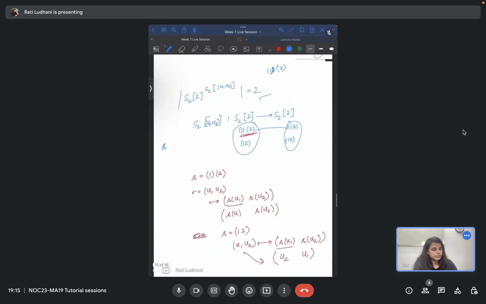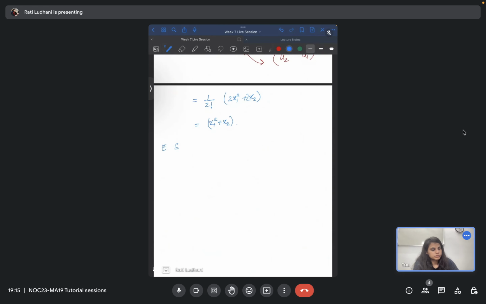E of S2 of x1, x2. This formula says you will again do what? And E I'm not calculating. You know that E of x1, x2 is what? It is the exponential of x1 plus x2 by 2 plus x3 by 3.